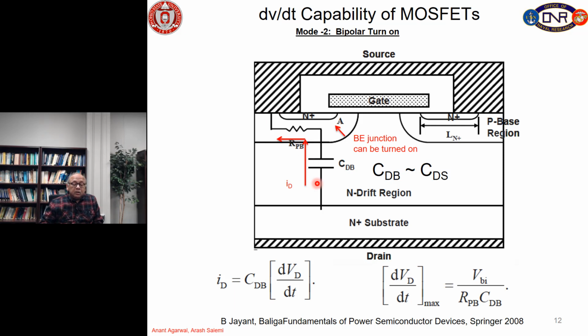So, if we increase dV/dt, this current will rise, which means this point A will charge up to some higher voltage because of the drop across the resistance. And because of the drop across this resistance, point A will rise in voltage, and at some point this base emitter junction, we call it base emitter junction, that is bipolar junction terminology, but it is really this N plus P junction, gets turned on. When that junction gets turned on, this parasitic BJT, which is NPN, is turned on, and the voltage cannot be supported between source and drain.